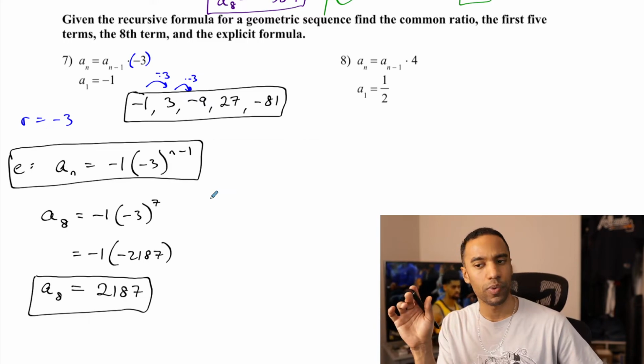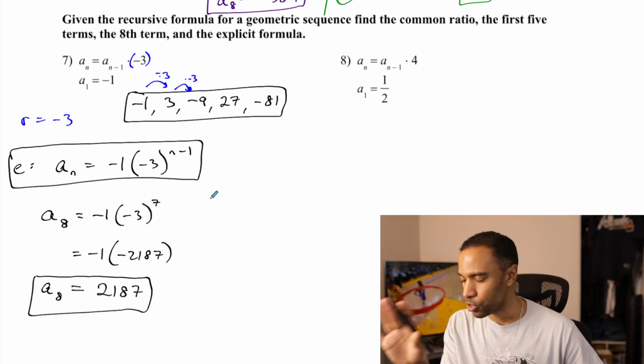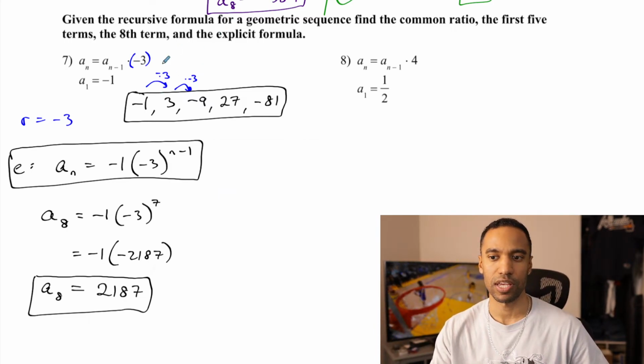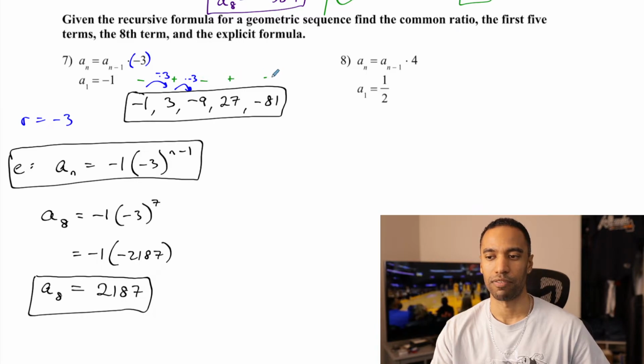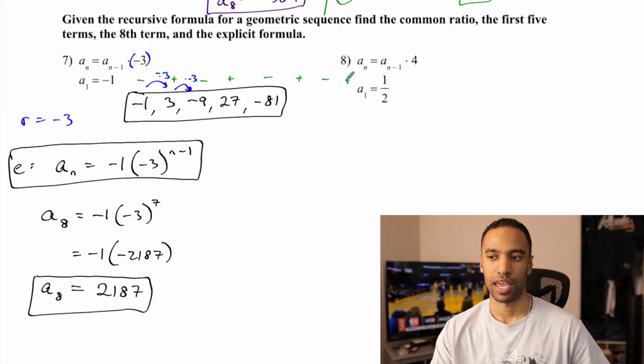Now let's see if that makes sense regarding sign. I trust the number. Let's see if the sign does make sense. First term was positive. Second term was negative. Third term was positive. Then negative, positive. That's the 5th term. 6, 7, 8.